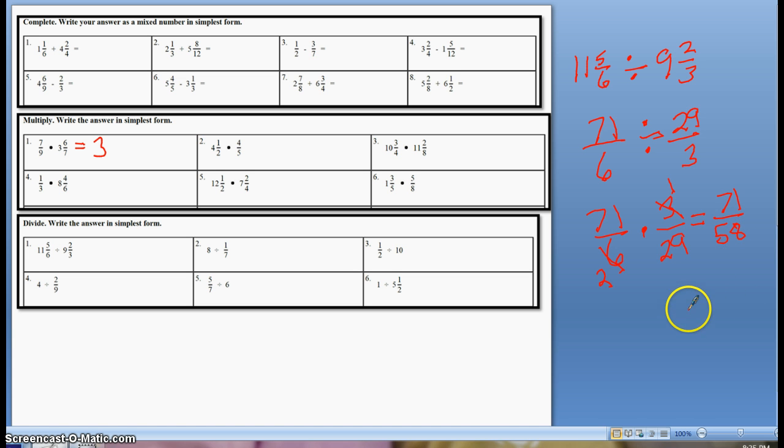Now what I have here is an improper fraction, and because I need to write my answer in simplest form, I'm going to have to convert this improper fraction into a mixed number. Now the process we do that is we simply divide our numerator by our denominator, and however many whole times our denominator will go in our numerator, that's how many wholes we have. Then the remainder is our new numerator, and then 58 will stay as our denominator. Our denominator does not change.